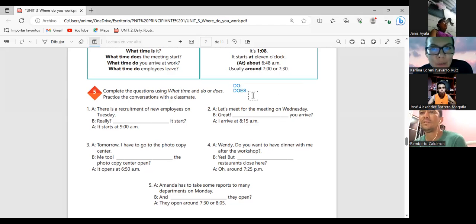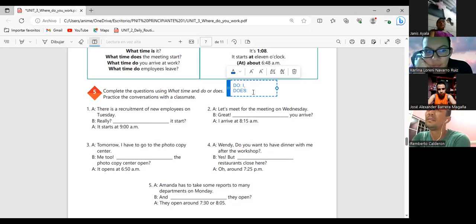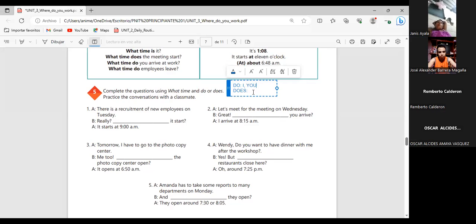Do es cuando hablamos de nosotros y does es cuando hablamos de otra persona. Me parece. ¿Y será que solo de nosotros, clase? No. ¿De quién más? Loreni dijo muy bien, de nosotros, pero agregamos a alguien más. Primera y segunda persona. Perfect. ¿Y quién es la segunda persona, por cierto? ¿A quién le llamamos second person? ¿Con quién estamos hablando? Exactly.